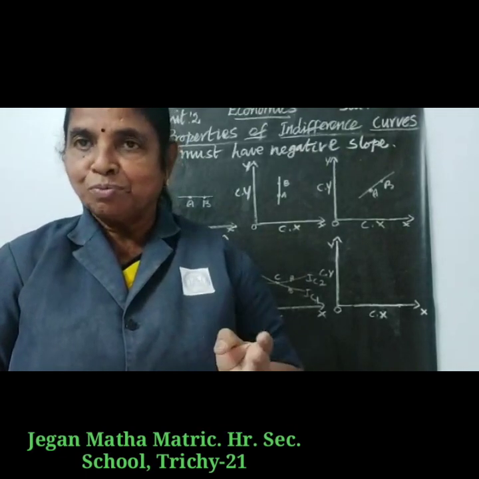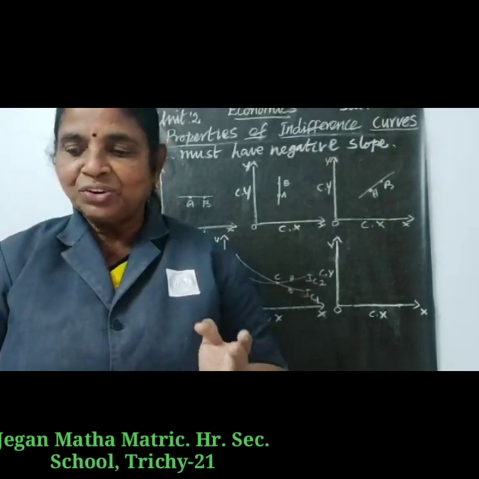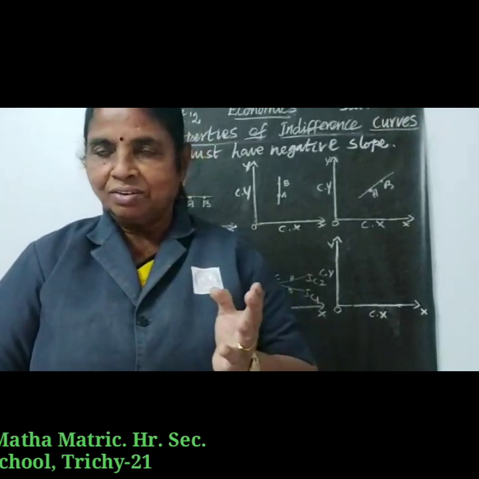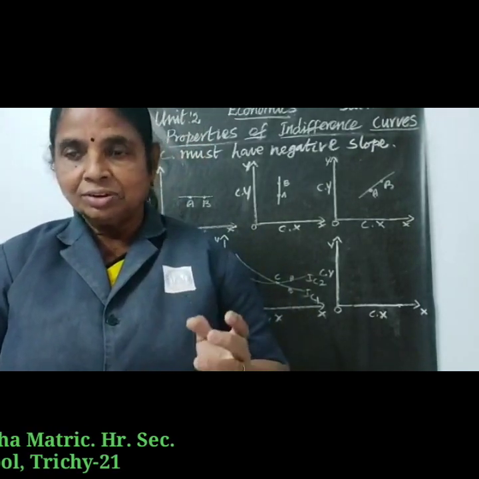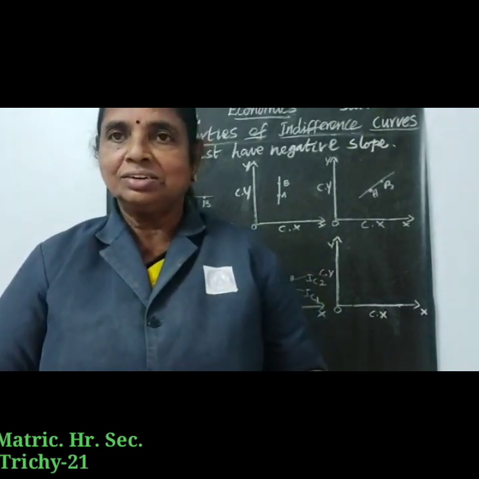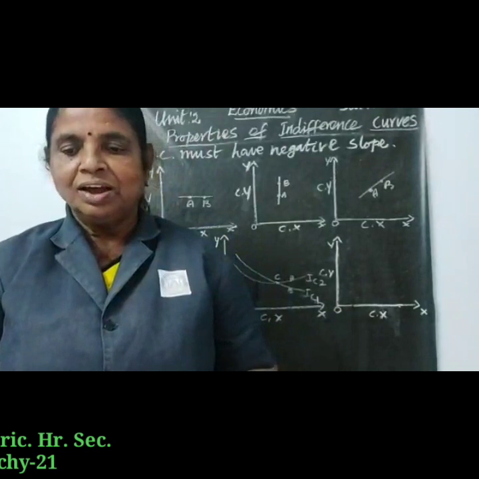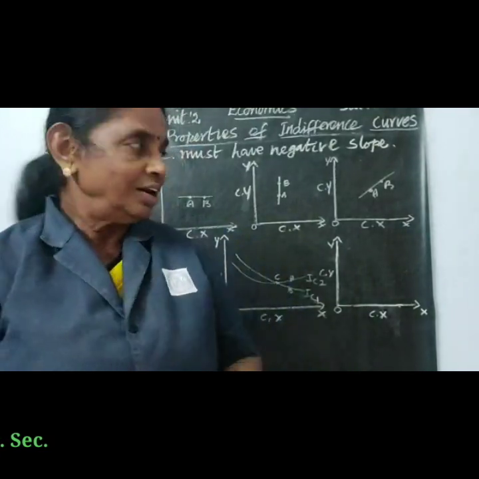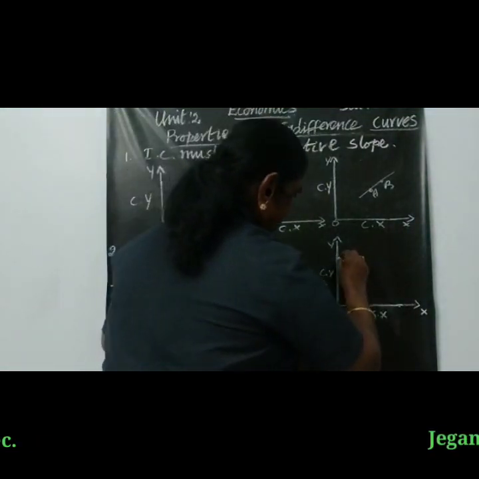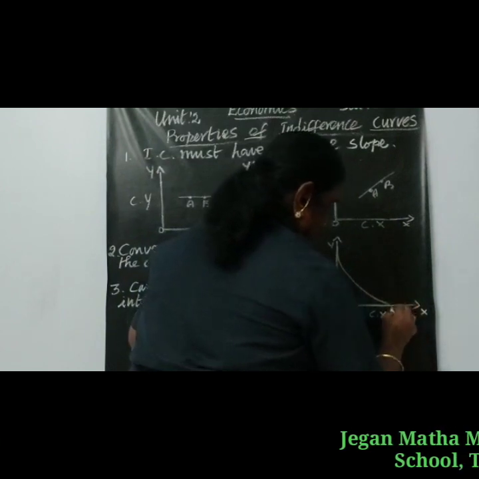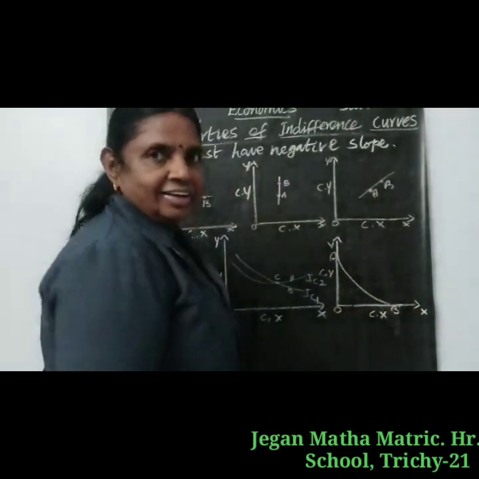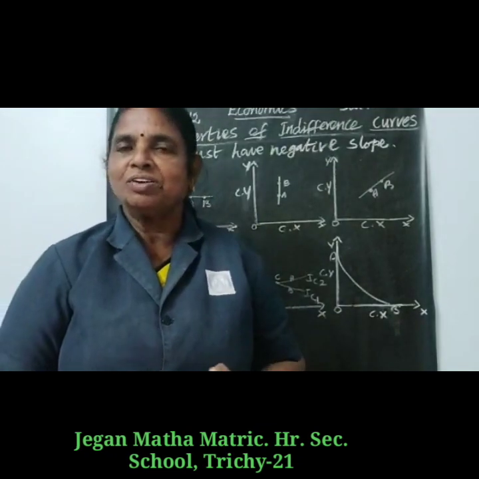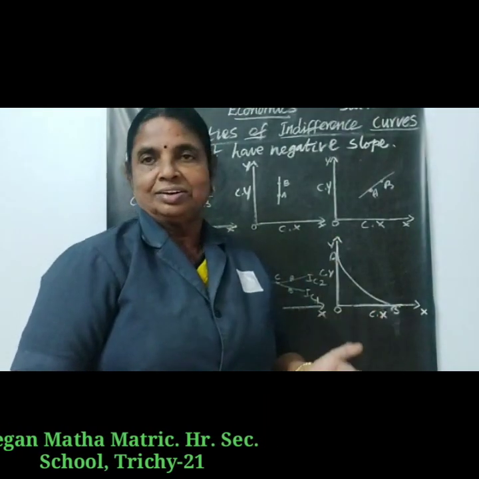There are four important properties of indifference curves. An indifference curve must have negative slope. Secondly, indifference curves are convex to the origin. Third, indifference curves can never intersect each other. And fourthly, indifference curves cannot touch the horizontal or vertical axis. So now we have learnt the important properties of indifference curves with the help of diagrams.